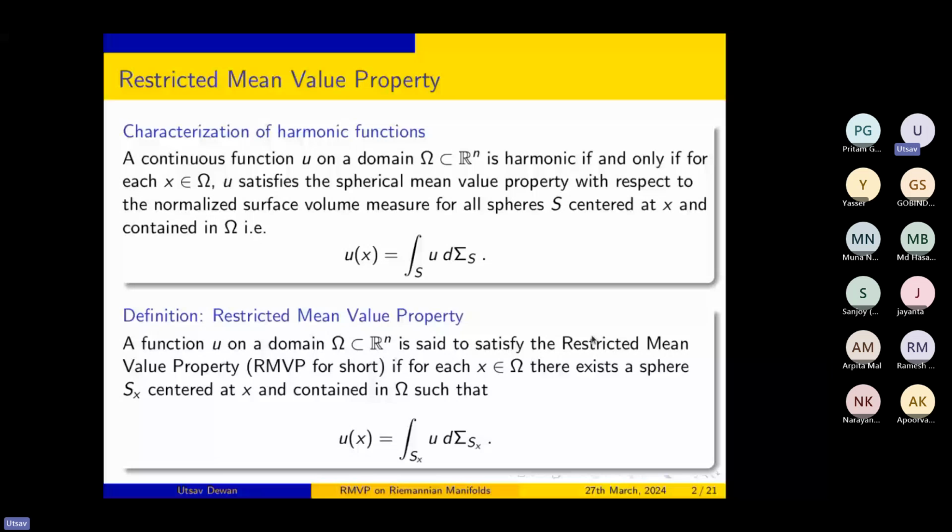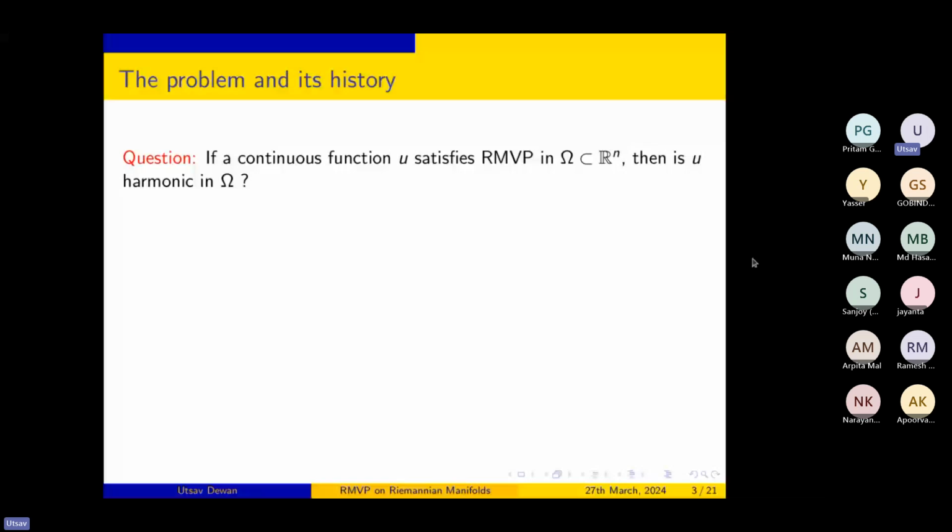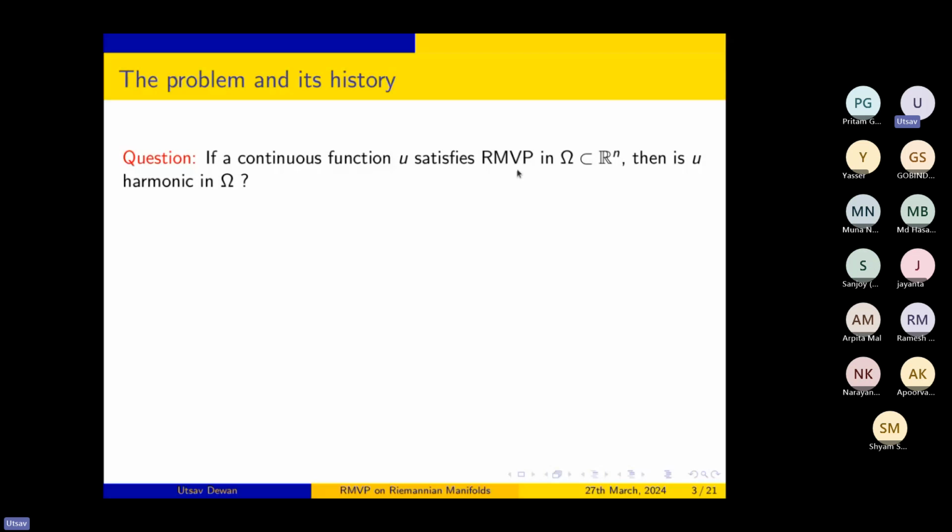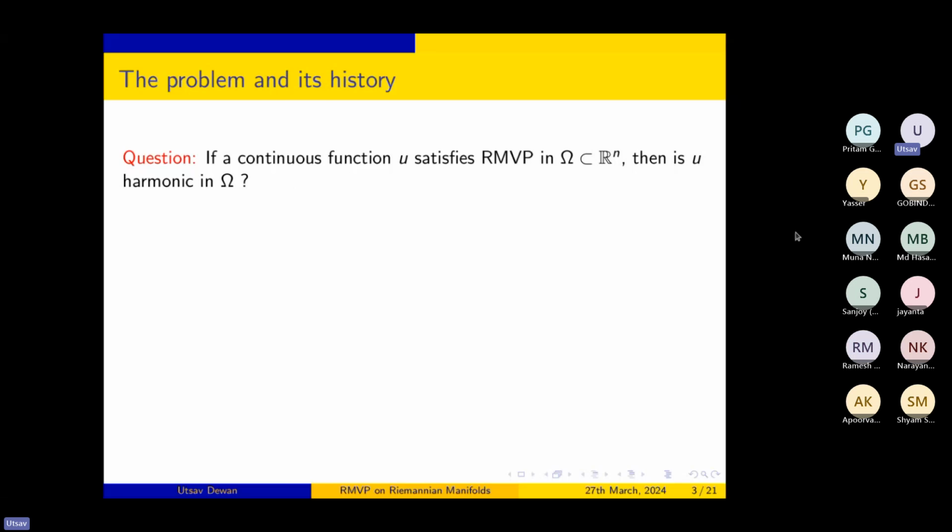The most natural question is: if a continuous function u satisfies only RMVP, this weak notion of mean value property, in a domain omega in Rn, then is u harmonic in omega? Instead of looking at the spherical mean value property on all such spheres, if for each point one only assumes that it is satisfied on one sphere, is that enough to conclude that the function is actually harmonic?